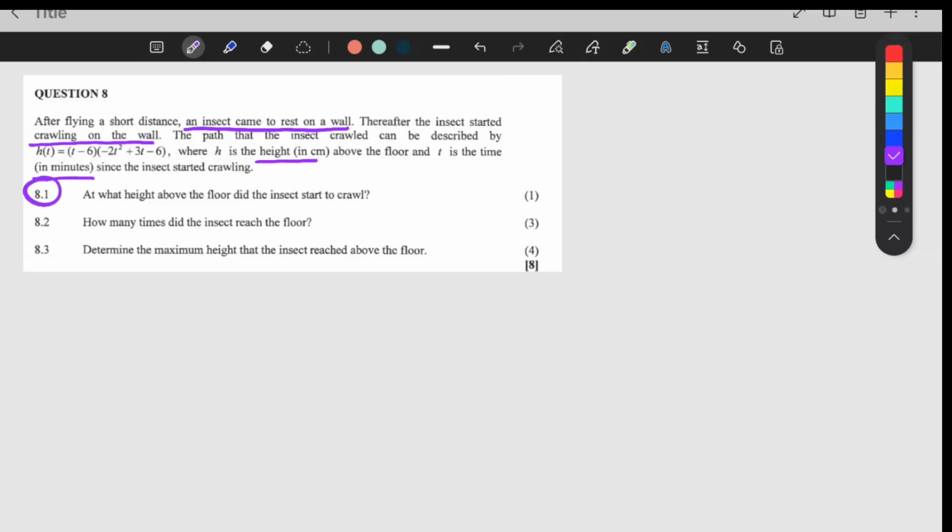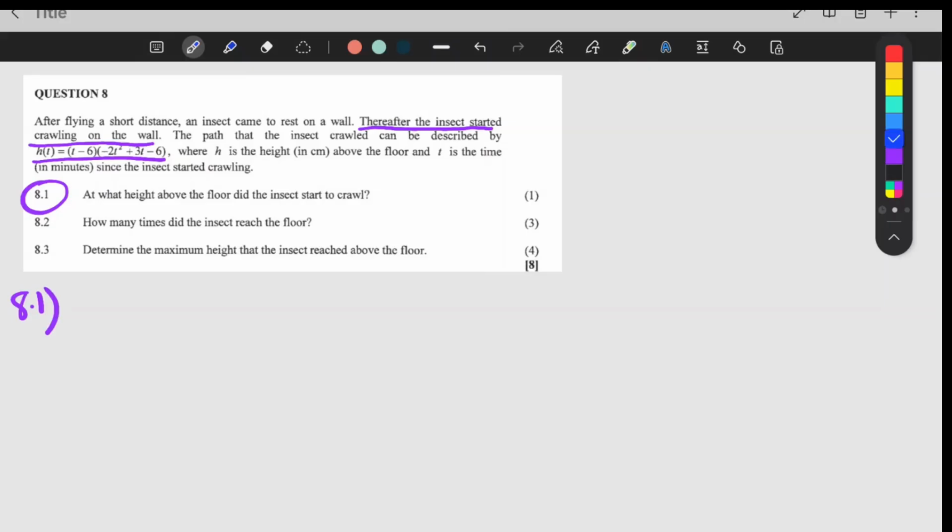8.1. At what height above the floor did the insect start to crawl? So remember, after a short distance, an insect came to rest on the wall. That part is not actually important. The important part is that thereafter it started to crawl. So the crawling part is this function over there. So okay, 8.1.